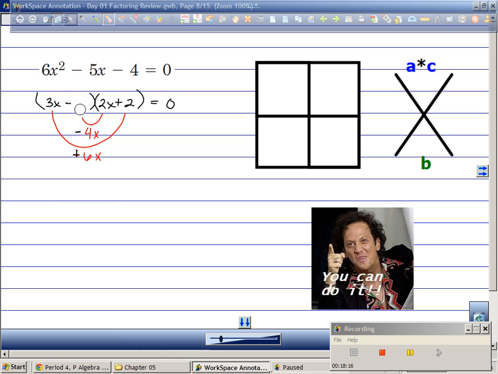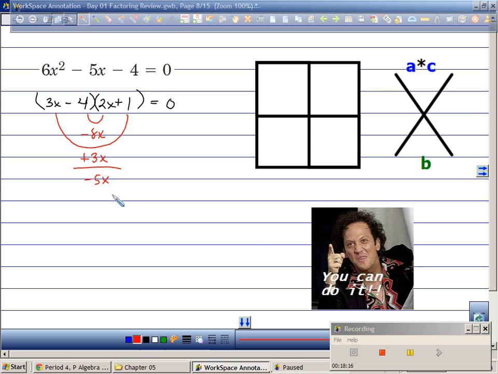Try 4 and 1. This is the way I learned. This is old school. 4 and 1. Is that going to work? That's going to be 8x. That's going to be 3x. I think it will. Let's try it. Negative 8x and positive 3x? That's not going to work? It does work, right? Am I right? You are.